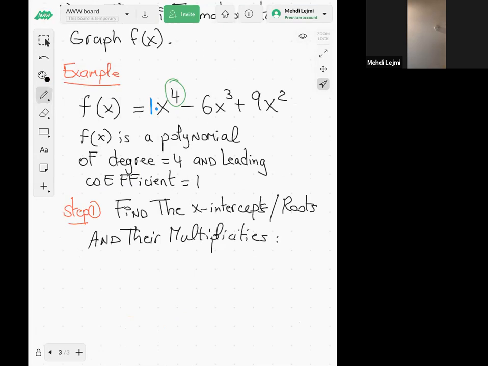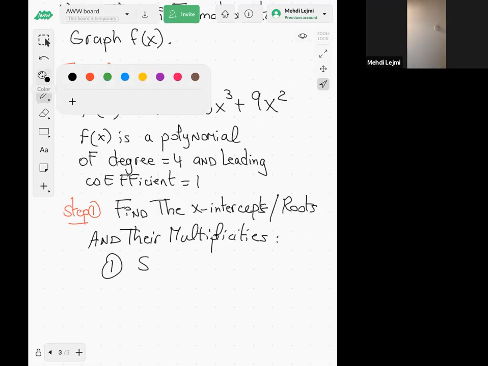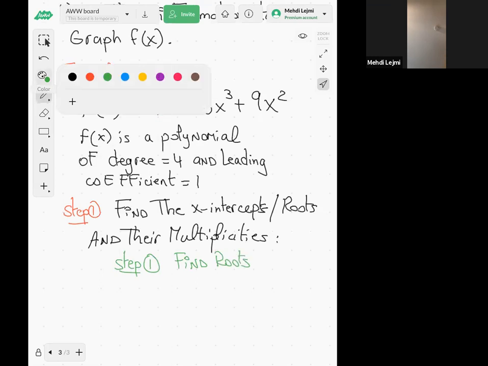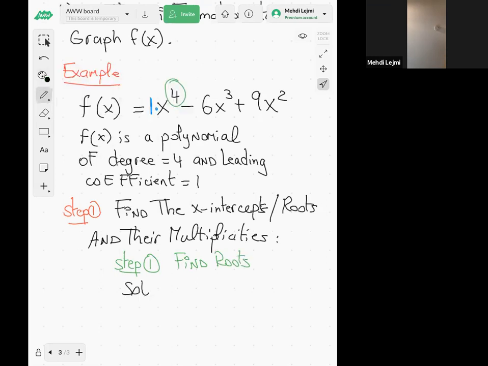Okay, so first we have to solve. We want to find the roots and their multiplicities, right? So step 1 would be to solve f of x equal to 0. So we want to find the roots first. We have to solve x to the fourth minus 6x cubed plus 9x squared equal to 0.